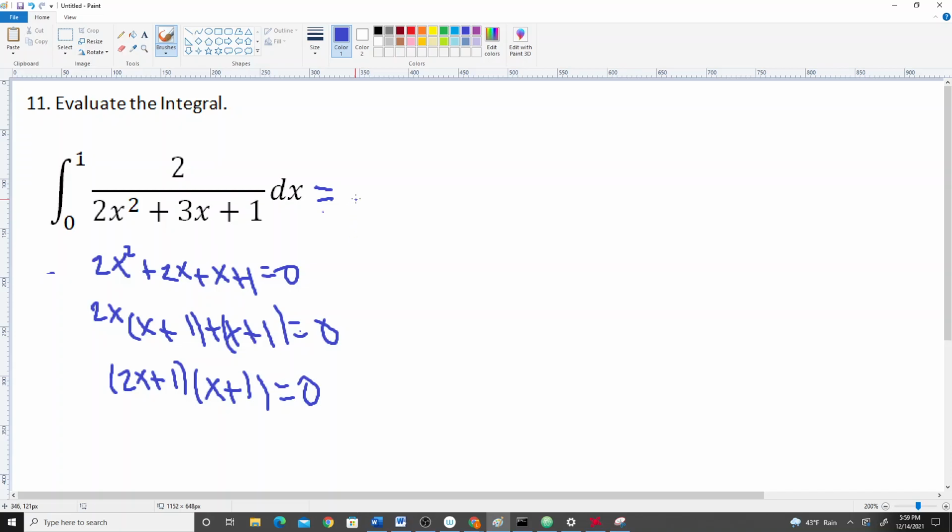Now we're going to use these two linear factors when we write this as A over 2x plus 1 plus B over x plus 1. Alright, we've got to solve for the coefficients A and B right here.